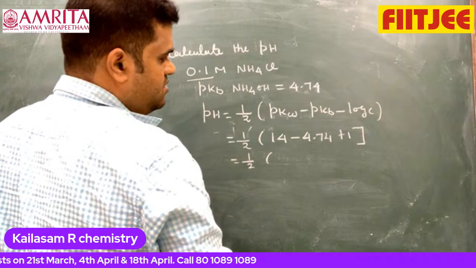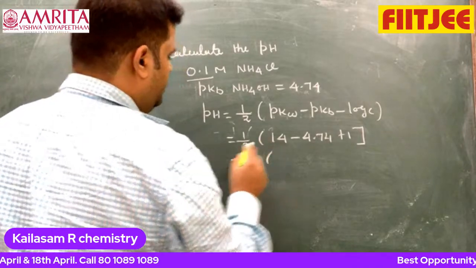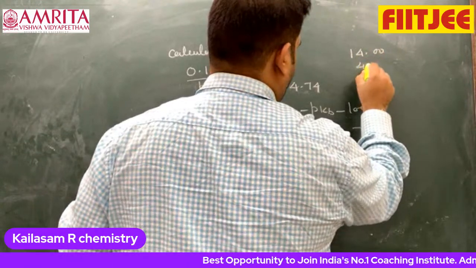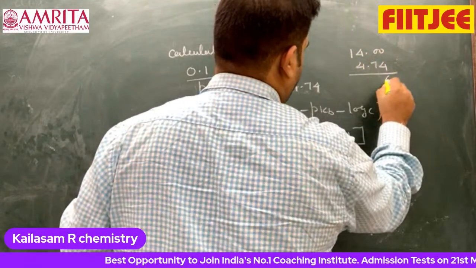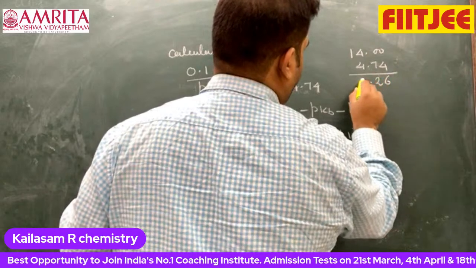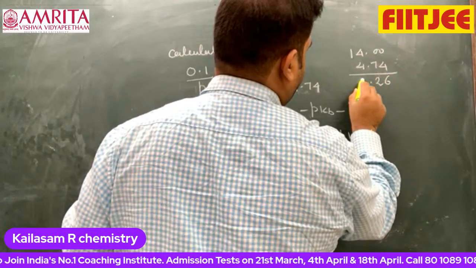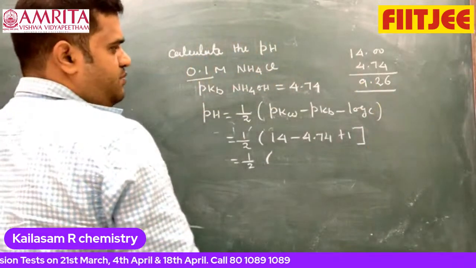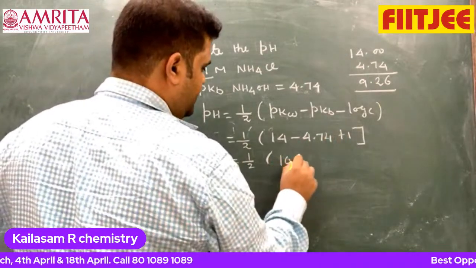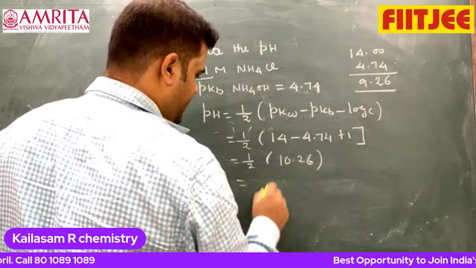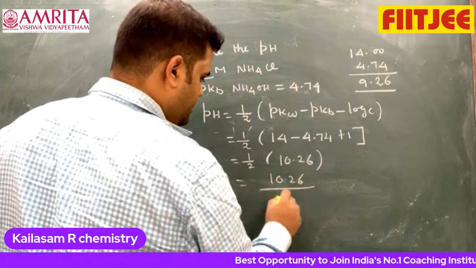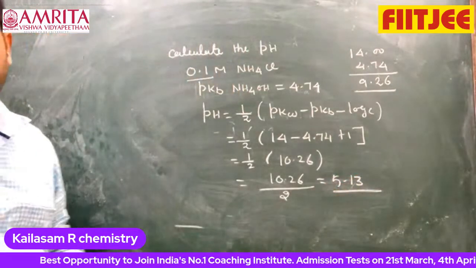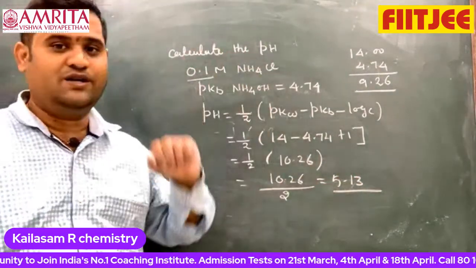Therefore 1 by 2 of 14 minus 4.74, which is 9.26. 9.26 plus 1 gives 10.26, divided by 2, let's say 5.13. pH is less than 7. When pH is less than 7, it's an acidic salt.